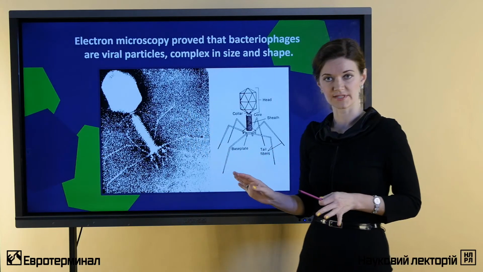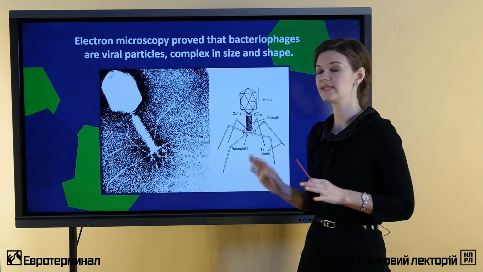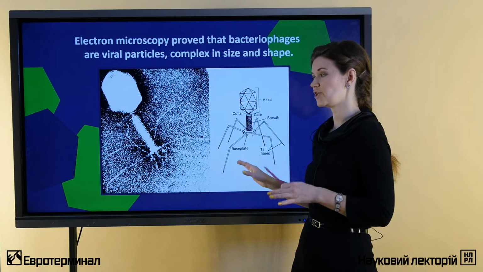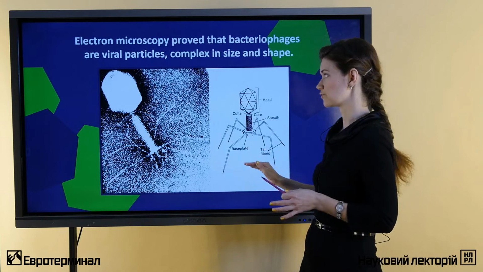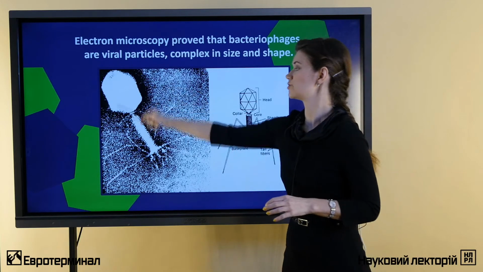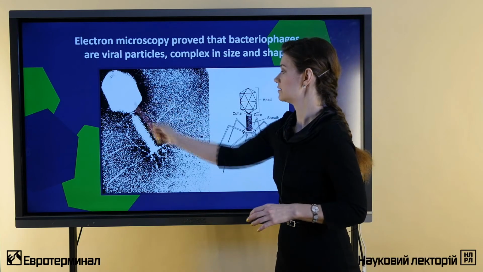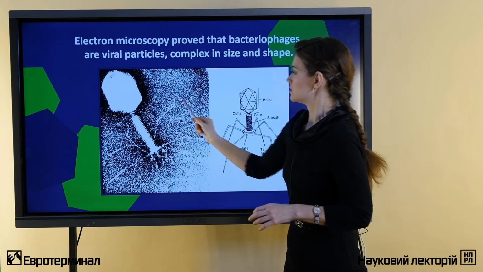Like all viruses, phages can be seen only under the electron microscope. You cannot see a virus or a phage under the light microscope, only electron. And you can see the picture of a phage, and it refers to the scheme that I already gave you: the head, the tail, and the tail fibers.